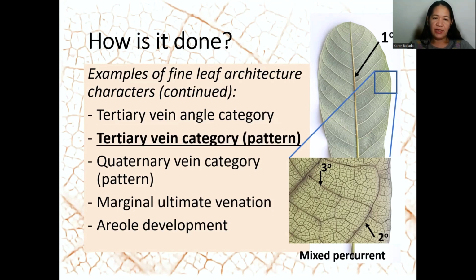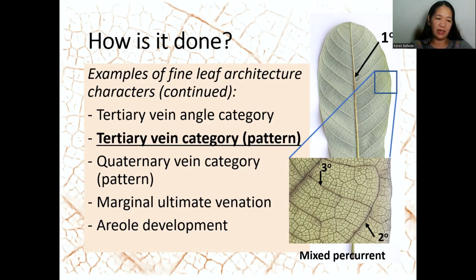And then for the tertiary vein category pattern, we're going to take a look at the pattern. This is what I had been mentioning earlier. Does the tertiary vein form a continuous connection between two secondary veins, or does it form alternating patterns? In this particular case, if it forms purely straight connections, this is referred to as percurrent.